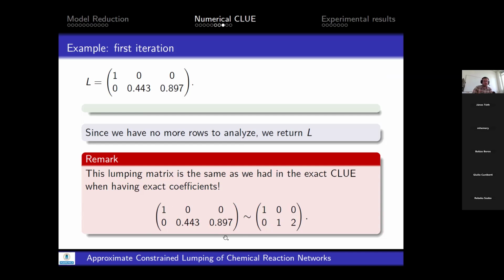And we can check very easily that, if you don't remove more decimals, these coefficients are just related by a factor of 2. So this coefficient is the double of this coefficient over here. So when we run numerical CLUE in a perturbed system, we somehow recover an exact lumping from the true system that was behind. Of course, there is no guarantee that the true system had any reduction, but it is hinted that this works because of this, right?